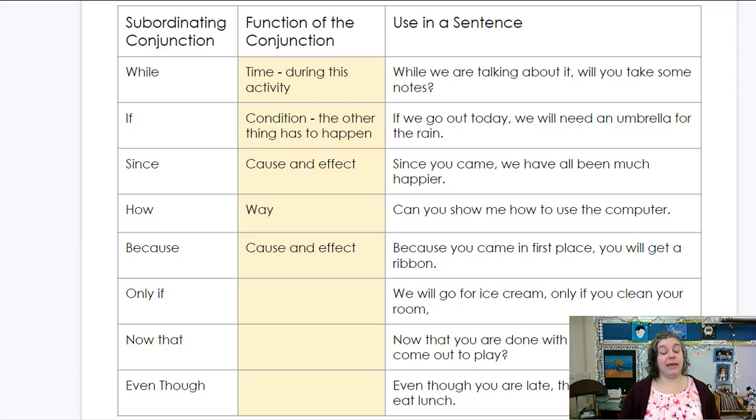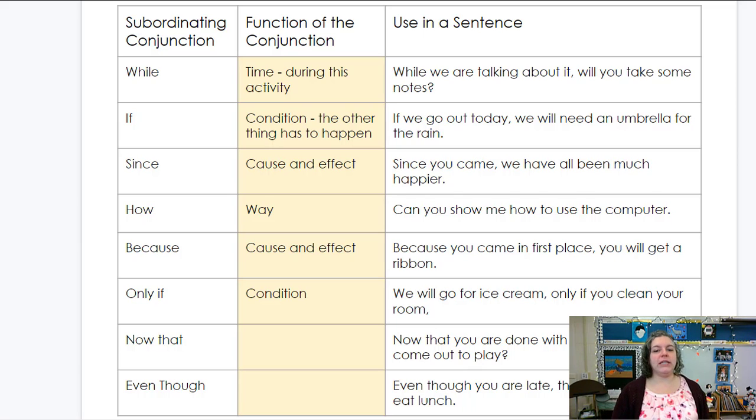Because, oh man, I'd have to say that in terms of subordinating conjunctions, because has to be a favorite. So it shows cause and effect. "Because you came in first place, you will get a ribbon." Because you came in first place, you won! You get a ribbon. Cause and effect.